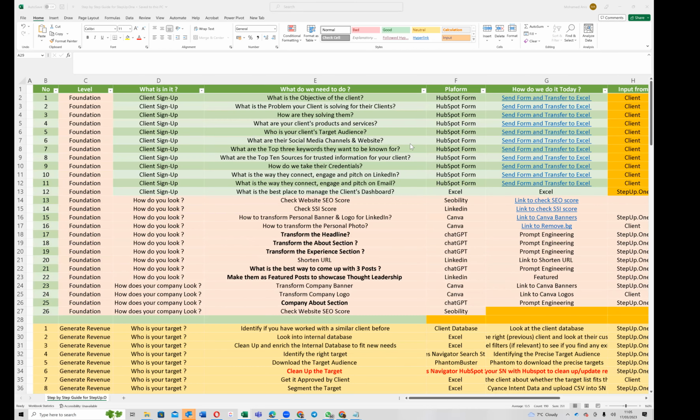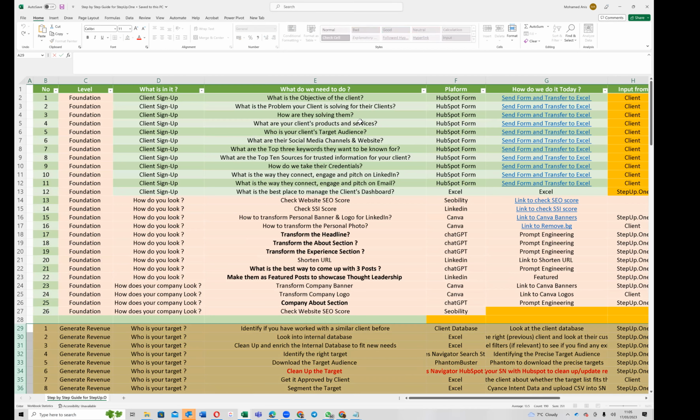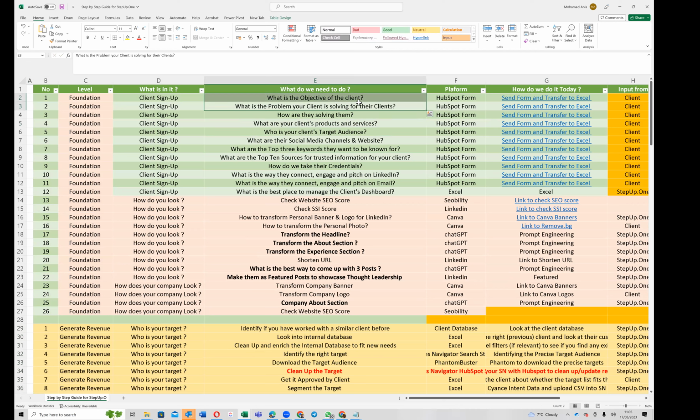Okay. So what we have done so far, right? Karan, please add if there is anything that I'm missing. What we have done so far, we have basically broken down everything that we do in StepUp.1 into small digestible steps that anybody can read and execute.